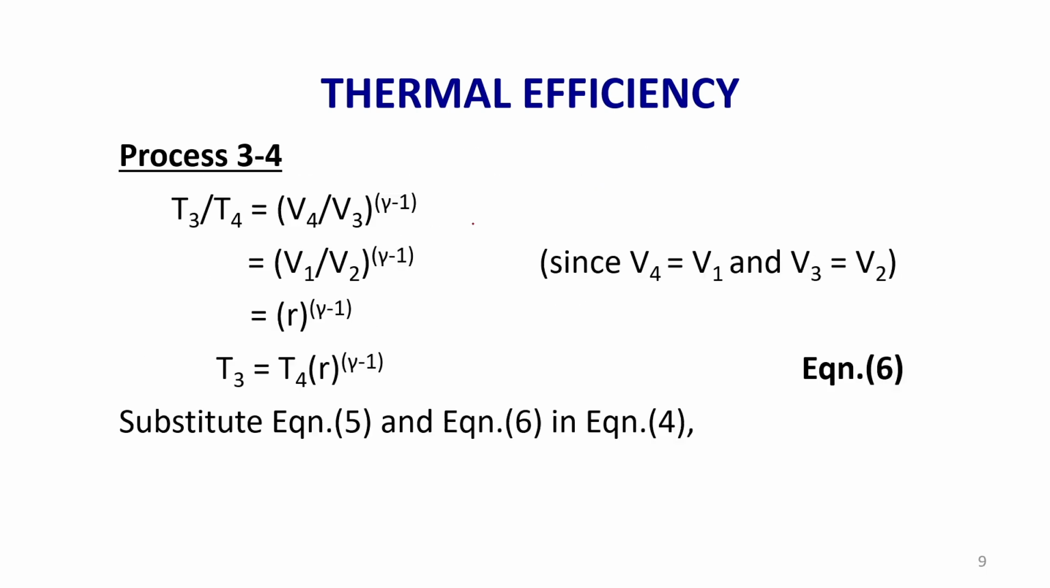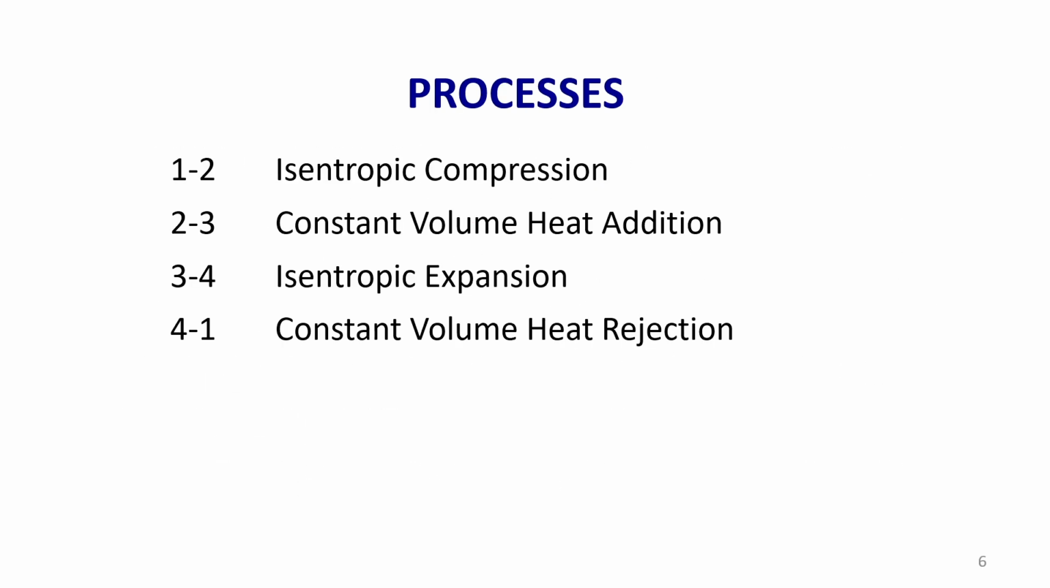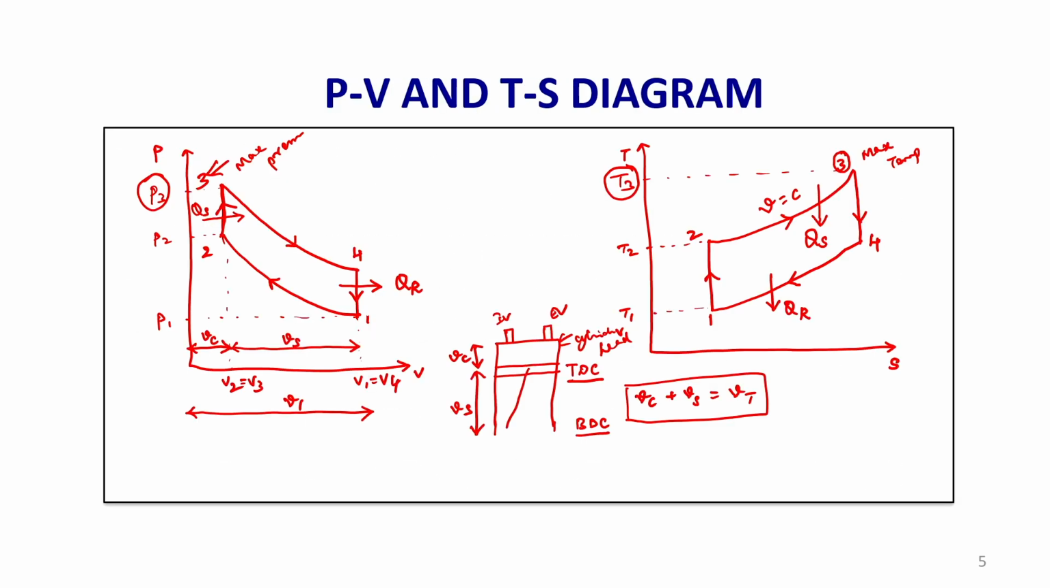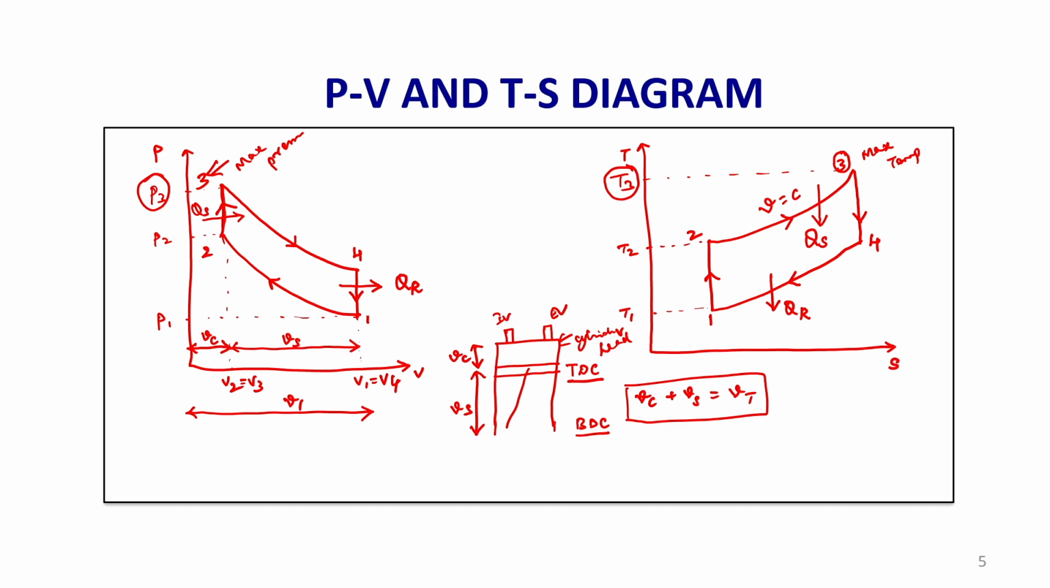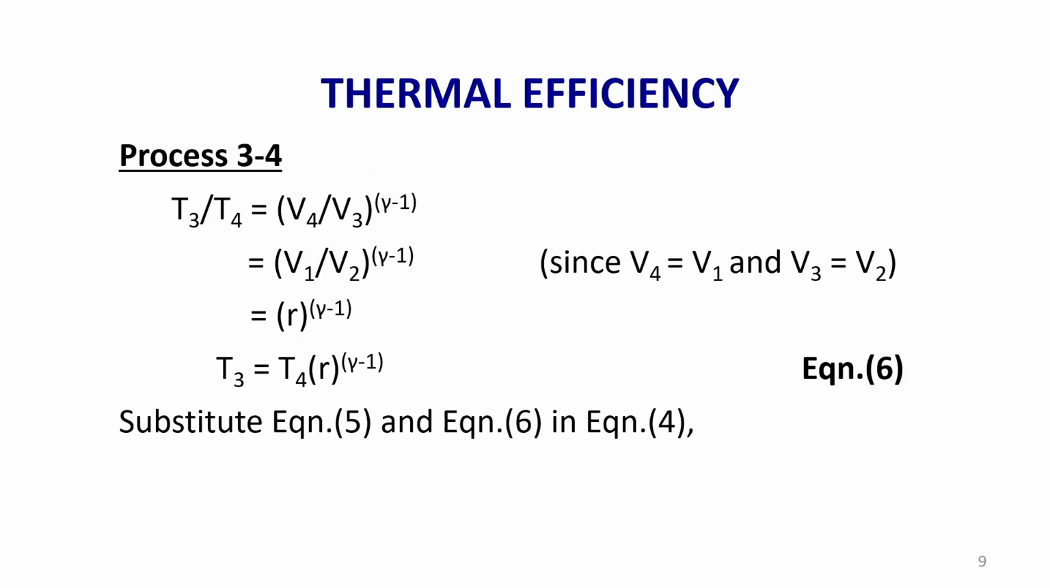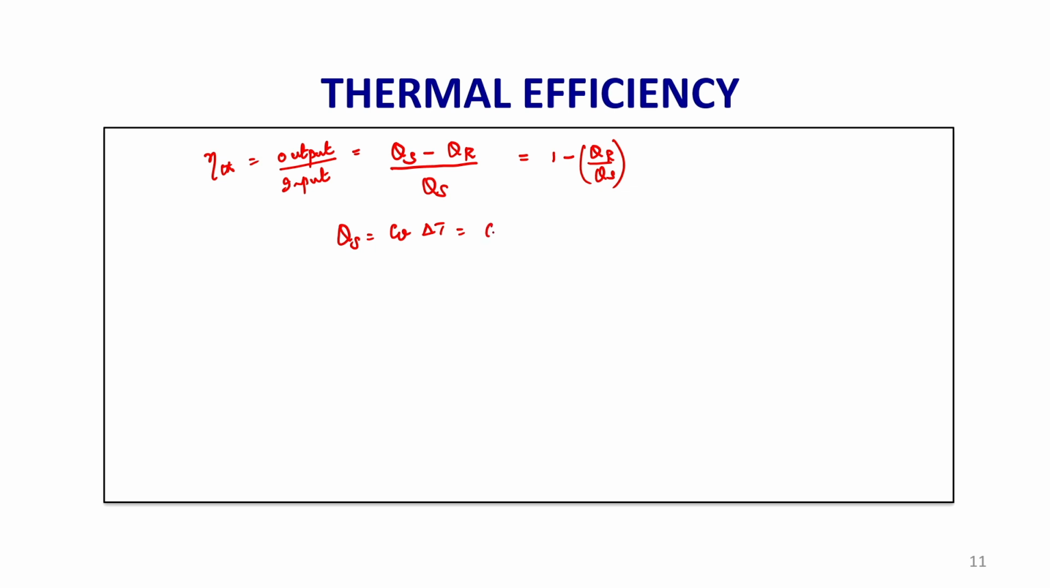What is delta T? If you see the process 2 to 3, 2 to 3 is constant volume heat addition. So, delta T is T3 minus T2, that is the delta T for constant volume heat addition. So, QS is CV into T3 minus T2, m CV delta T, I have taken m as 1 kg of air.